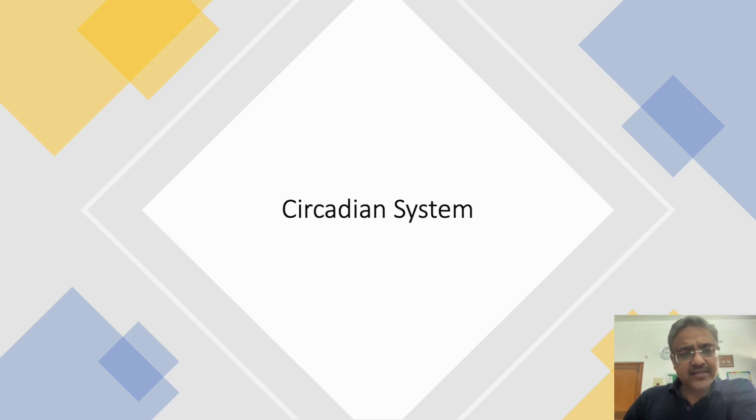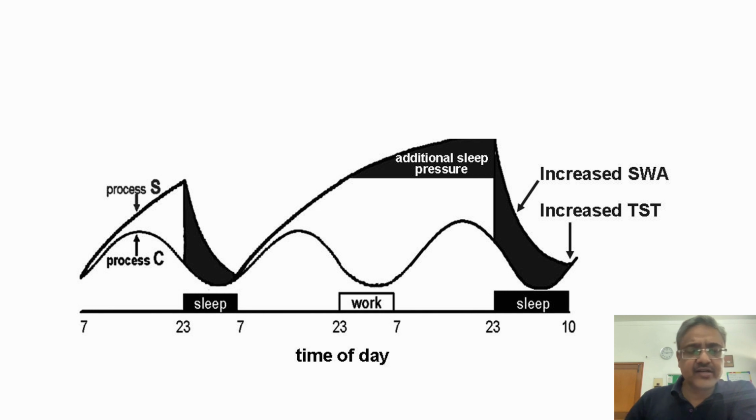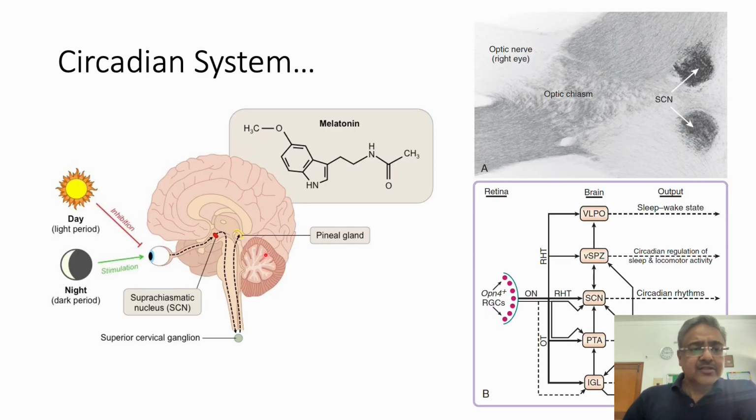Now let's discuss the circadian system a bit, because we have already discussed the homeostatic system. For the circadian system, the signals appear from the retina, and through the retinohypothalamic tract they reach the suprachiasmatic nucleus. From the suprachiasmatic nucleus, through the superior cervical ganglion, the stimuli reach the pineal gland, which leads to the secretion of melatonin, and this melatonin acts on multiple areas in the brain and the periphery, and that's how it helps in regulation of metabolic activity as well as the sleep-wake cycle.